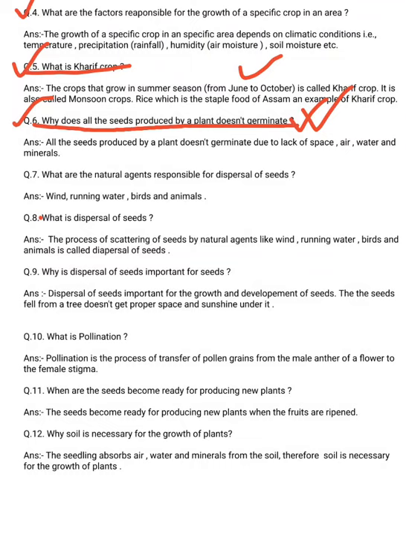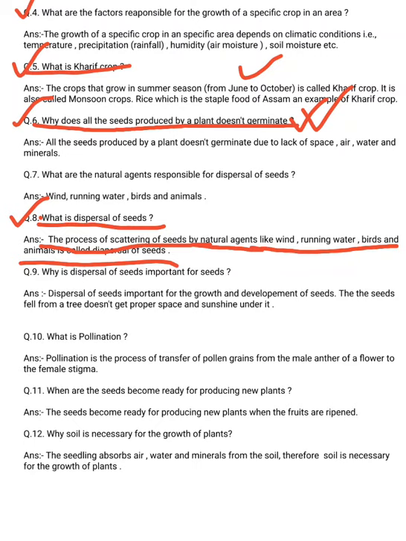Question number 8, what is dispersal of seeds? Before reading question number 7, we are going to question number 8. What is dispersal of seeds? Dispersal means the process of scattering of seeds by natural agents like wind, running water, birds and animals. It is called dispersal of seeds.